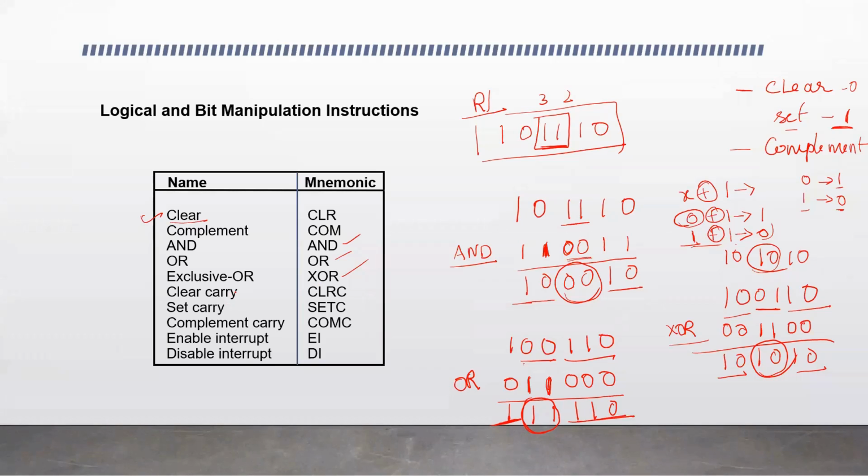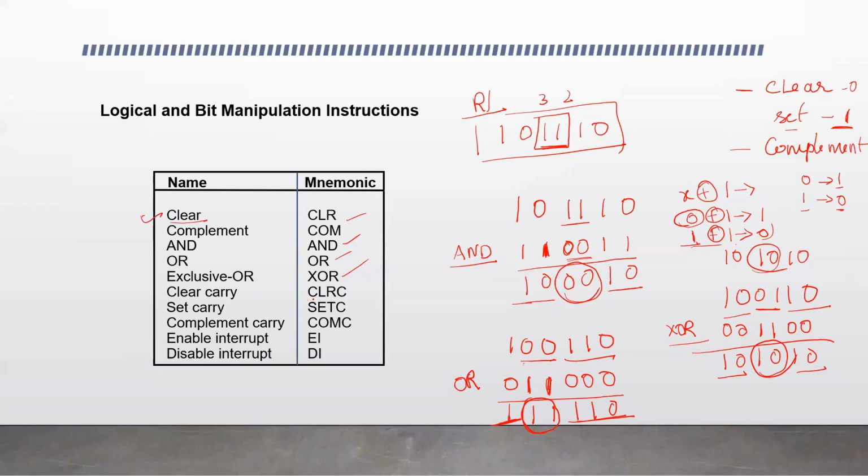And the next operation. So we have seen clearing the bits of the register and complementing, and even setting the selected bit can be done. Setting is done using the OR operation. So AND, OR, and XOR. And the next operation, clear carry. When the carry is a single bit register, and there is a carry, we clear the carry.